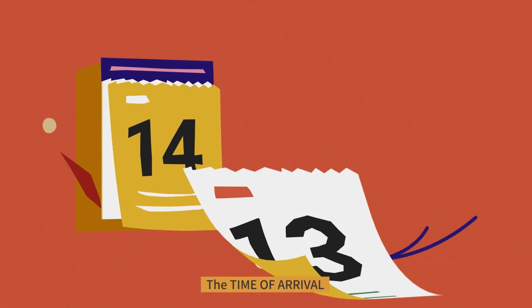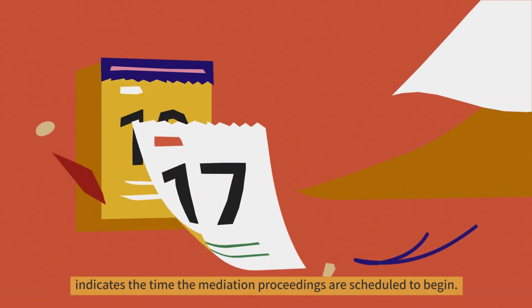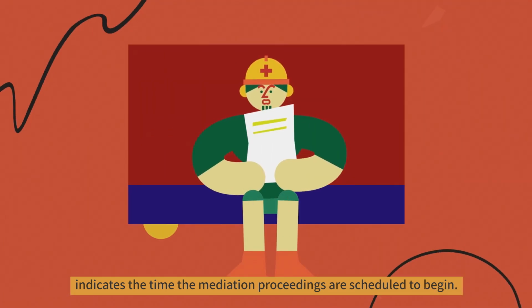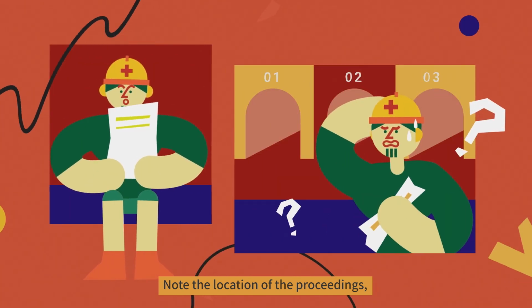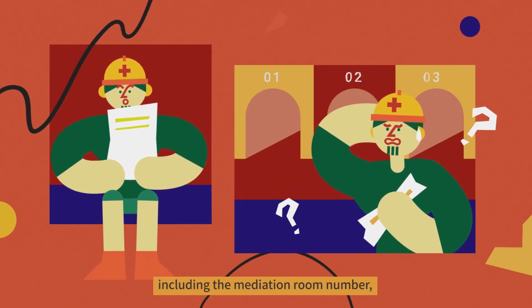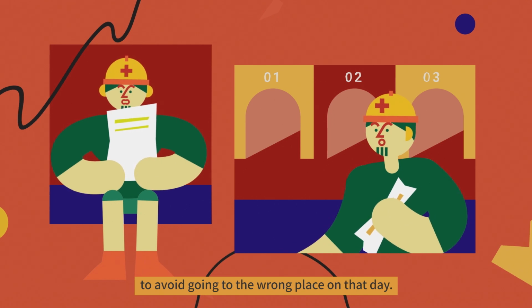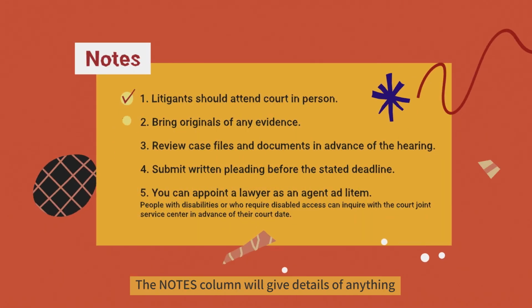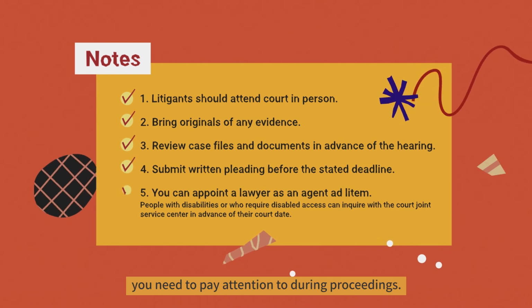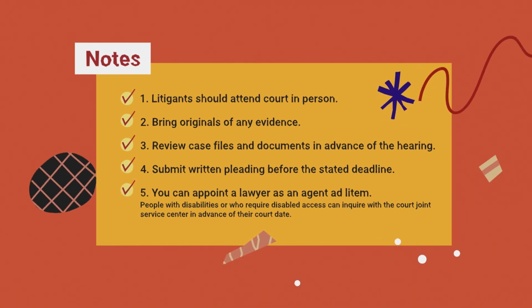The time of arrival indicates the time the mediation proceedings are scheduled to begin. Note the location of the proceedings, including the mediation room number, to avoid going to the wrong place on that day. The notes column will give details of anything you need to pay attention to during proceedings.